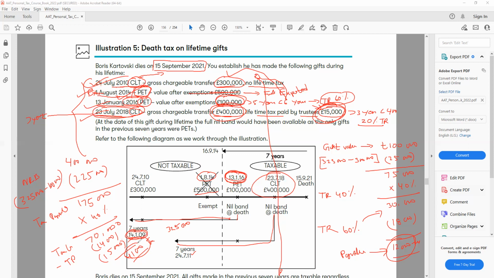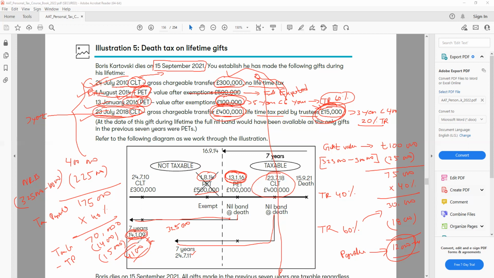I hope you understand how it works. But as I said, you need a little bit more practice because you have to understand the whole concept. Now, if you are doing AAT level 4, and this is your topic, remember that in the exam, they will not ask you to calculate how much tax is payable, but they will ask you how it works. So it is very important to understand the difference between the PET and the CLT, and how the tax will work, and how we reduce the nil rate band. So you need to understand everything.